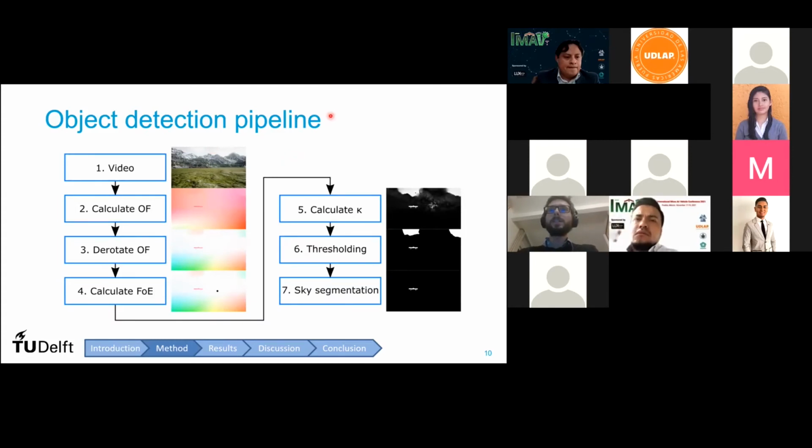Now, this is the pipeline for the object detection. And so we have a video. We calculate optical flow with FlowNet 2. We derotate the optical flow. We'll go into the details in a second. We calculate the focus of expansion. We calculate this angle, so this difference between what we see and what we would expect from a static world point. And we threshold it. And as you can see already in this segmentation, we are stuck with some clouds here. So we actually also do sky segmentation to exclude these clouds. And then we're left with the drone.